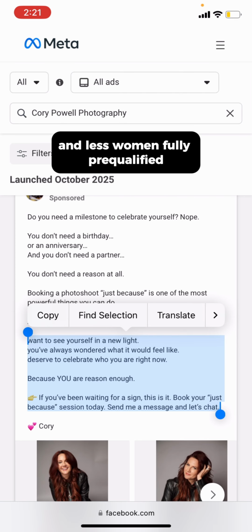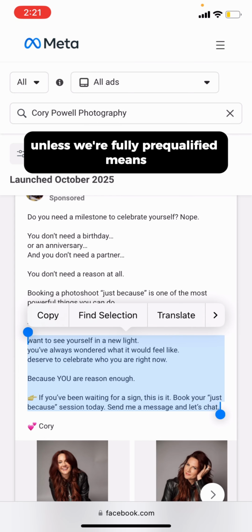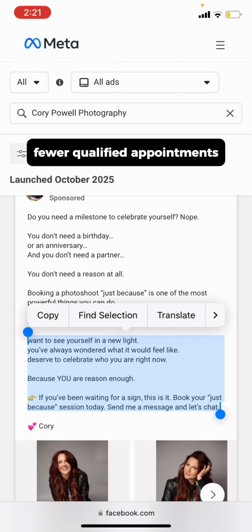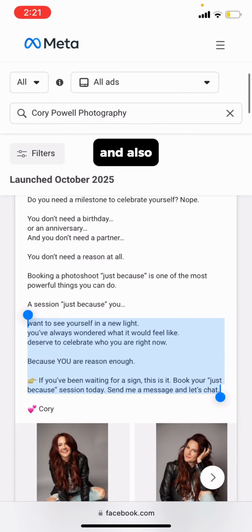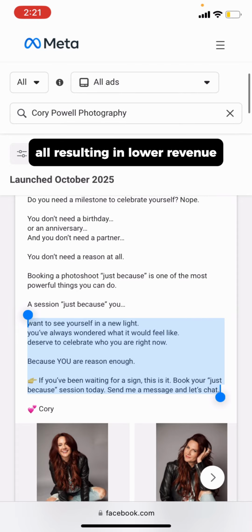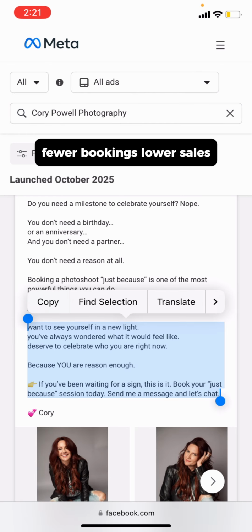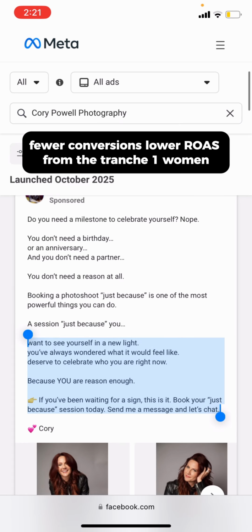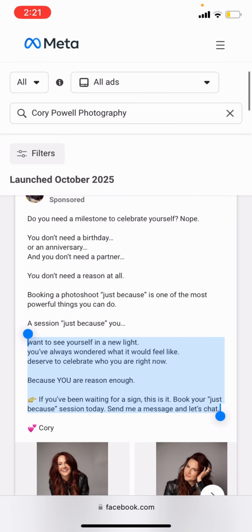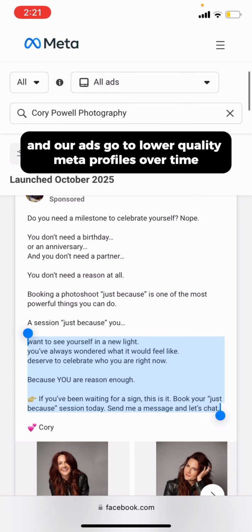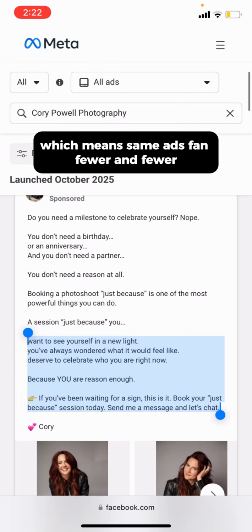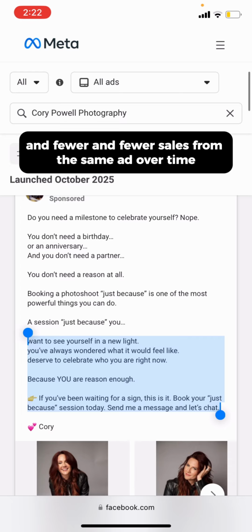So again, fewer women fully pre-qualified. And fewer women fully pre-qualified means fewer qualified leads, fewer qualified appointments, and also more ghosting, more price hunters, more price objections, more tire kickers, all resulting in lower revenue, fewer bookings, lower sales, fewer conversions, lower ROAS from the Tranche 1 women, and all that data is fed back into the Meta ad algorithm, and our ads go to lower quality Meta profiles over time, aka lower converting Meta profiles over time, which means same ad spend, fewer and fewer and fewer sales from the same ad over time.